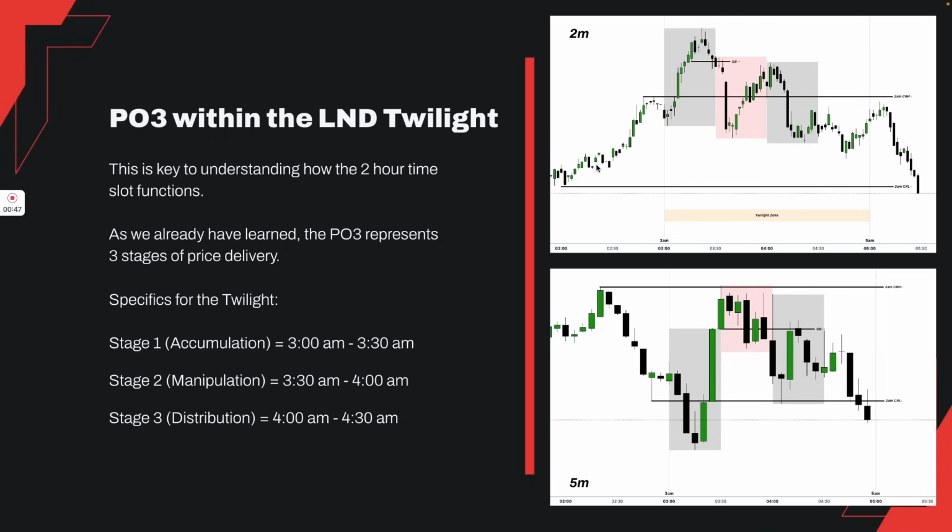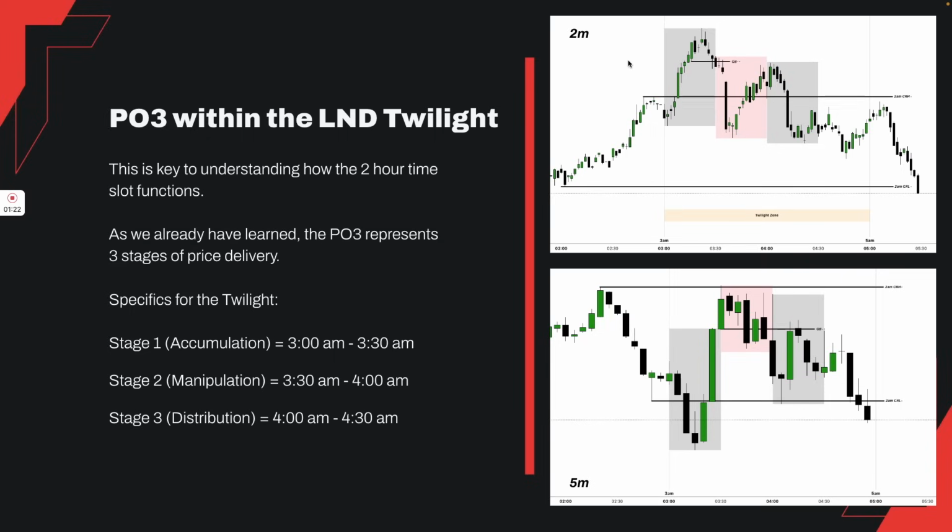As we already have learned in the previous videos, the power of 3 represents 3 stages of price delivery. Now, what are the 3 stages? So, what are the times of the 3 stages during the twilight zone? Stage 1, accumulation. This is between 3 a.m. and 3:30 a.m. Stage 2, manipulation. This is between 3:30 a.m. and 4 a.m. Stage 3, distribution. This is between 4 a.m. and 4:30 a.m. This is usually the quickest price action that you will see between all three stages.